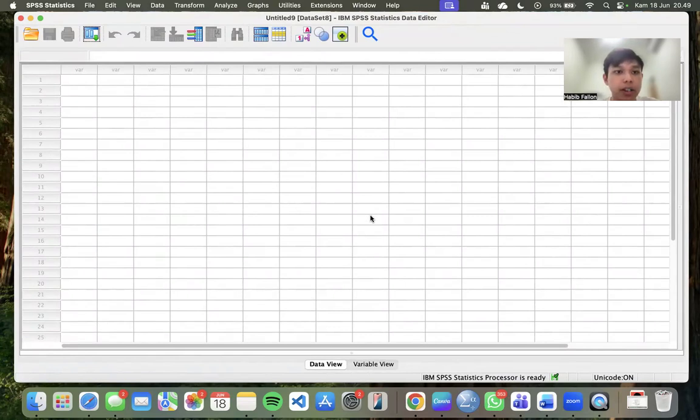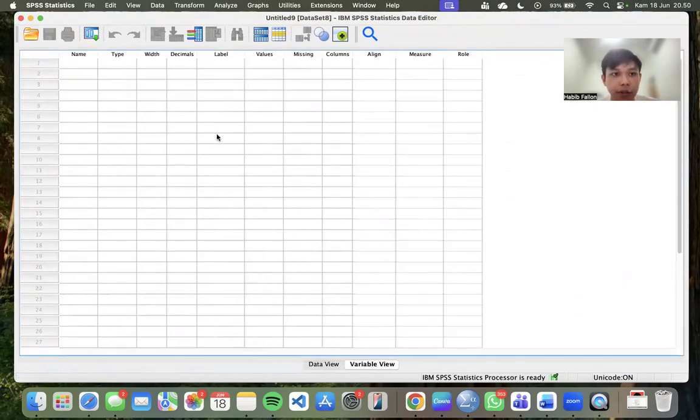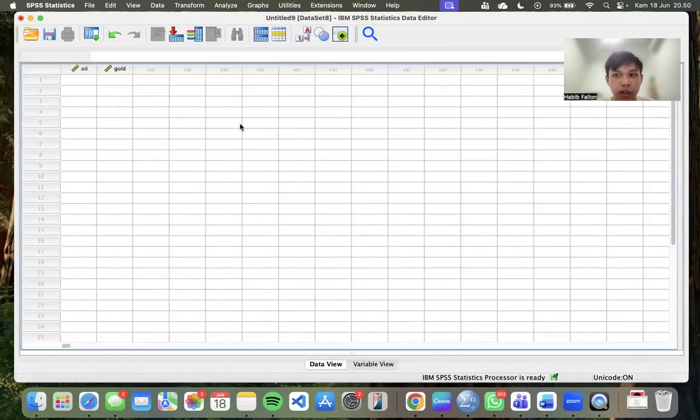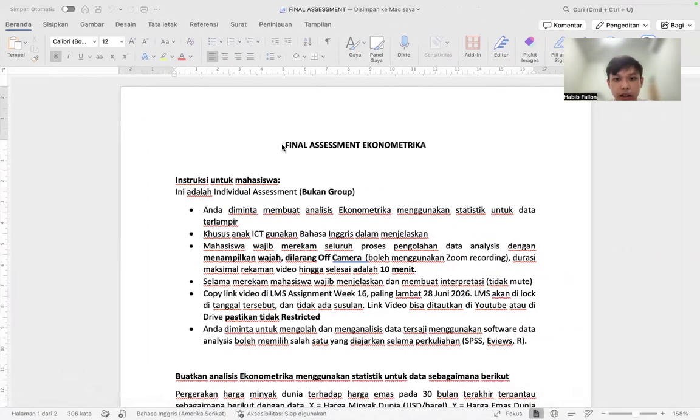And here I will do the statistic analysis for the world oil prices and world gold prices. First, we go to variable view and put the names oil and gold. I would like to change the decimal into 0 because it's easier for me, and the measure is scale. After this, we go to the data view and put in the oil data.